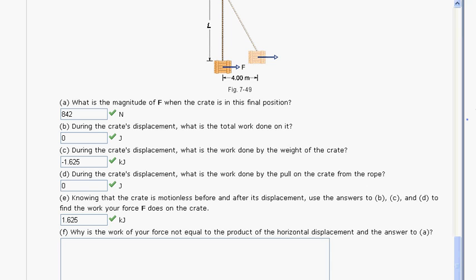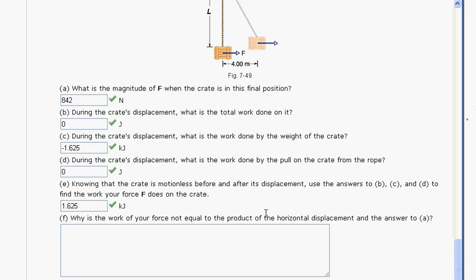So that covers A through E. Part F we didn't attach any points to, so you didn't really have to solve that. But I'm going to talk about why this is not equal. The answer to A is this final force you have there. So why is the work of your force not equal to the product of this force here and the total horizontal displacement? The reason is that you're not doing a consistent or constant horizontal force here.